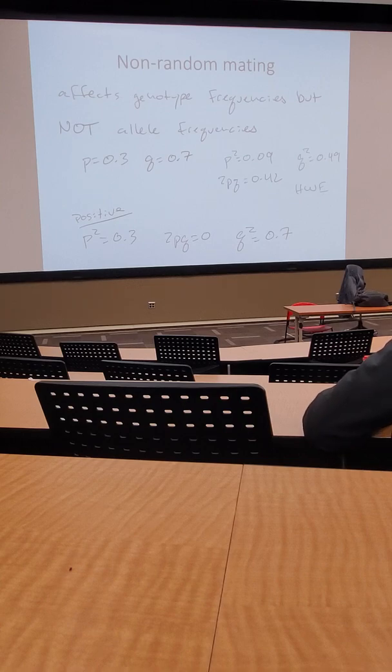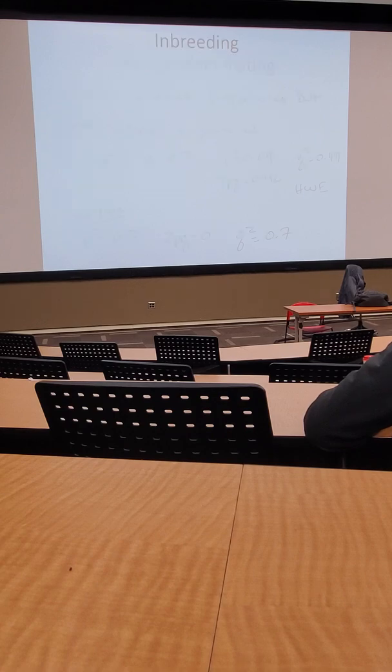Any questions on that? It's kind of abstract, but hopefully this example illustrates this. So if you have to remember one thing for non-random mating, it's that. It's the only force that's going to not change allele frequency. Okay, let's do this problem with inbreeding.